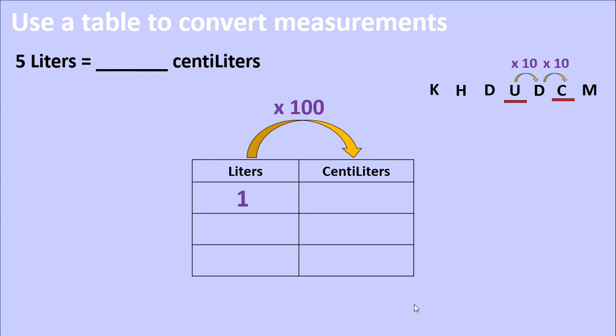1 liter times 100 is 100 centiliters. 2 liters times 100 is 200 centiliters. 5 liters times 100 is 500 centiliters. So 5 liters is the same as 500 centiliters.